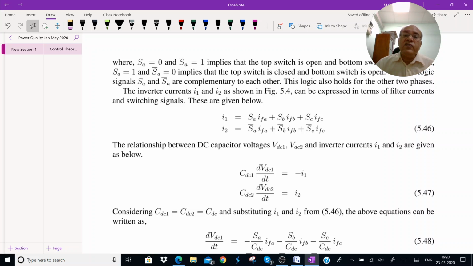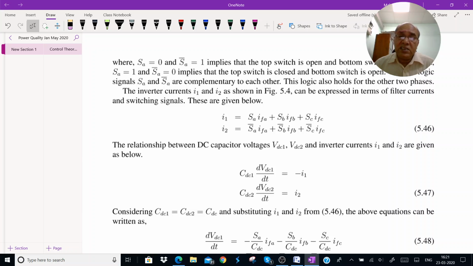So obviously I1 must be the sum of the currents IFA, IFB, IFC through a switching function. For example, if the top switches are on, then it must be the sum of IFA plus IFB plus IFC. If the bottom switches are on, it must be SA bar IFA, SB bar IFB, SC bar IFC. If SB is 0, then of course IFB will not contribute anything to I1. So we can directly write the expressions for I1 and I2 in terms of the components IFA, IFB, IFC and its switching functions.